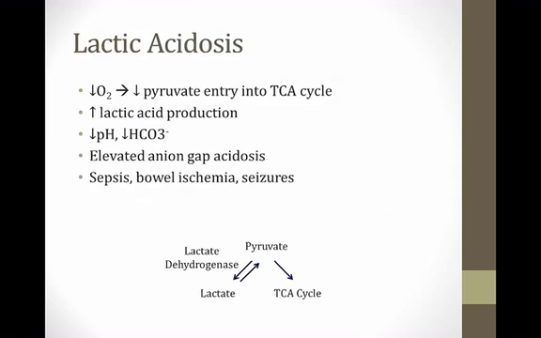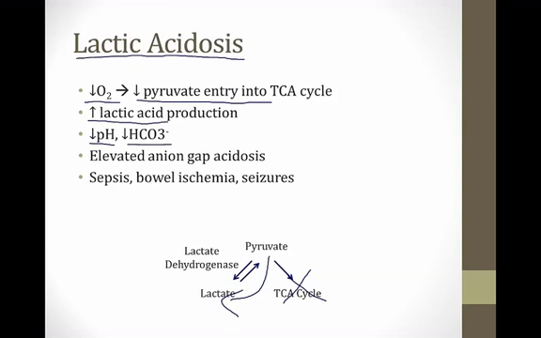A very important and high-yield clinical correlation of this fact is lactic acidosis. When there's decreased oxygen around, there's less pyruvate entry into the TCA cycle. The TCA cycle becomes unavailable, but the cell needs to regenerate NAD in order to continue conducting glycolysis. Therefore, it will divert pyruvate into lactate in order to get the NAD back. This means that there will be more lactic acid production and a lactic acidosis will occur. The pH will fall, the bicarb level will fall, there'll be an elevated anion gap acidosis. And you commonly see lactic acidosis in many clinical situations.